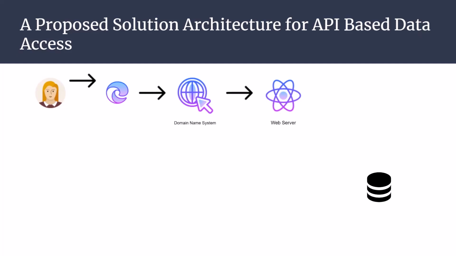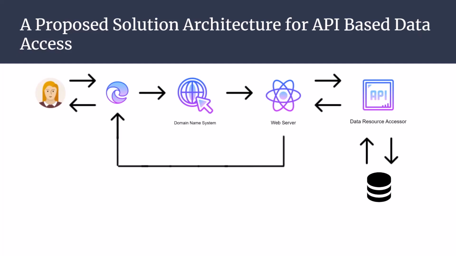The web server parses the HTTP request and routes the request into the correct service, which is responsible for fetching the data the user requested, the data resource accessor. In turn, our data resource accessor service fetches the actual data from a database and returns it to the web server, which returns it all the way back to the user.